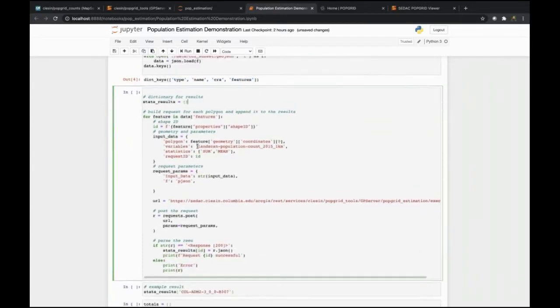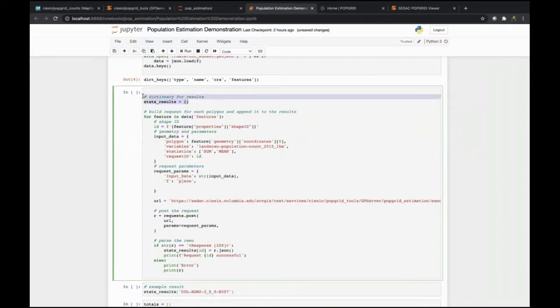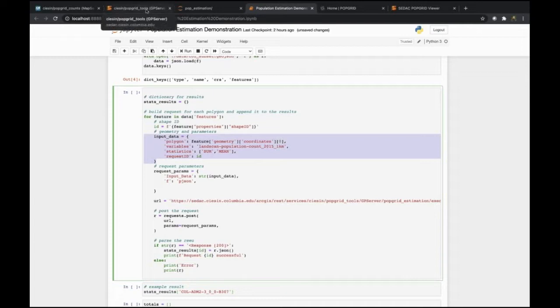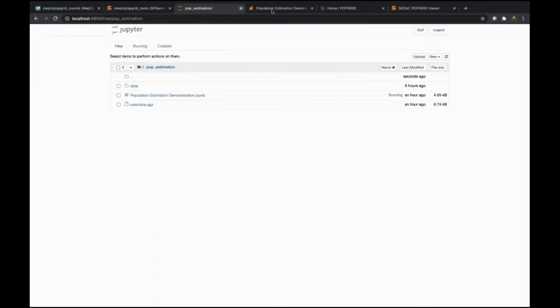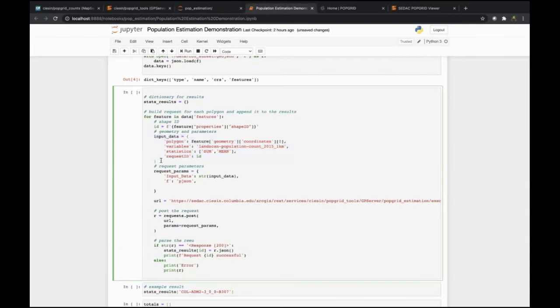And then this largest block of code essentially sets up a container to hold the results. And then for every feature, I build a request that is pretty much identical, except the coordinates are different, to this example request here, where I give it the coordinates, I tell it I want the GHS population count, the sum, and the mean. And that's what this block does. In a loop for every feature in the input file, it makes that request.